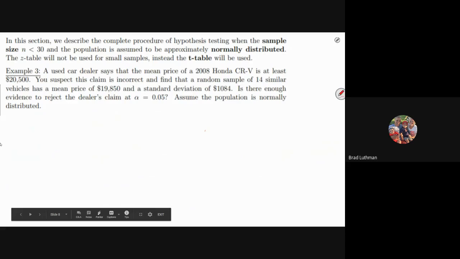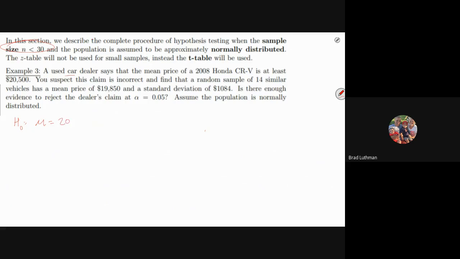Okay, now this is an example. In this section, we describe the complete procedure for a hypothesis test when n is less than 30. If we're less than 30, then basically we're going to use a t-test. So a used car dealer says that the mean price, this is our null, this is what they're claiming, right? That the mean price of their vehicle is $20,500. You suspect the claim is incorrect and find that a random sample is that, and assume that.